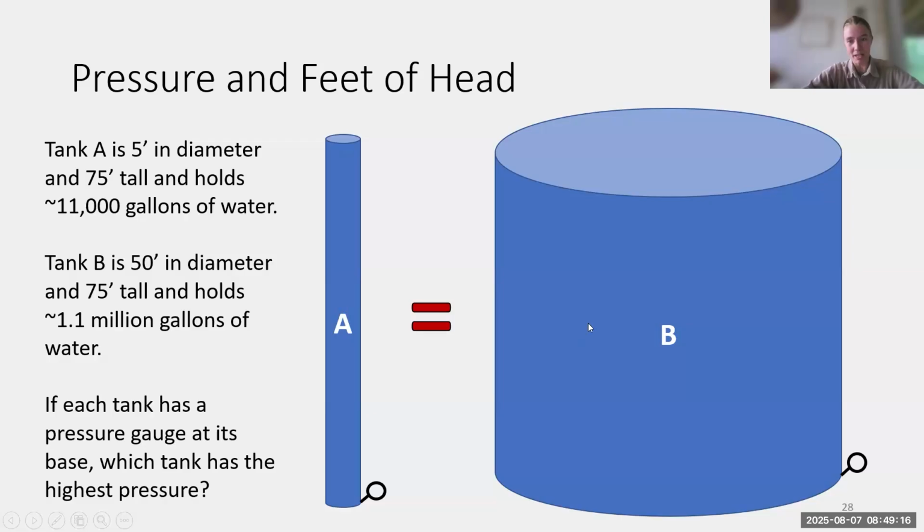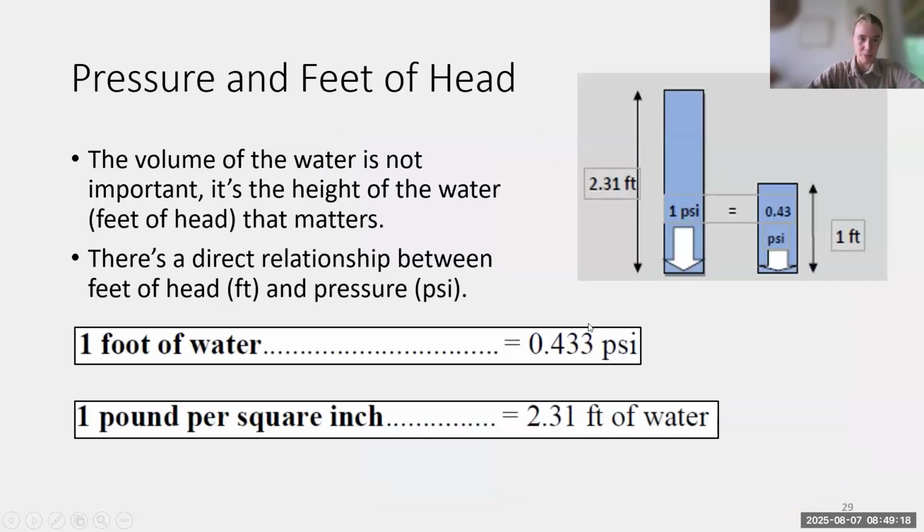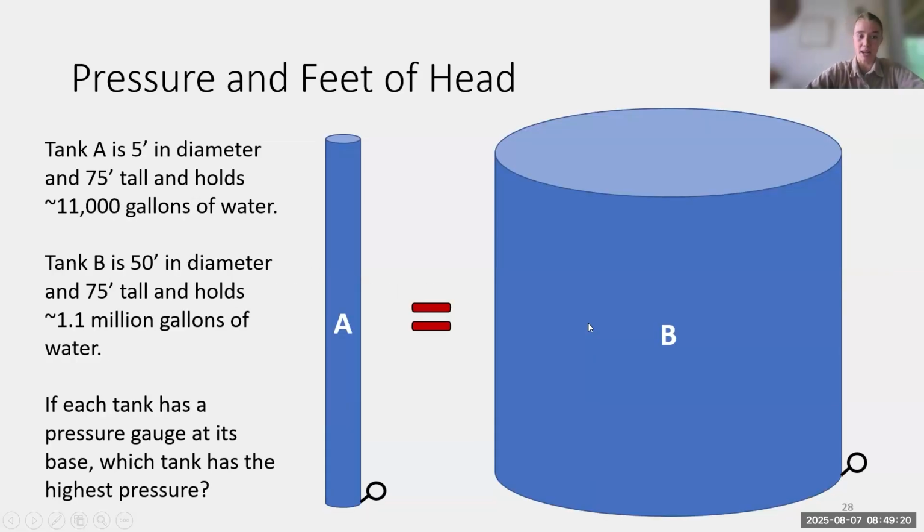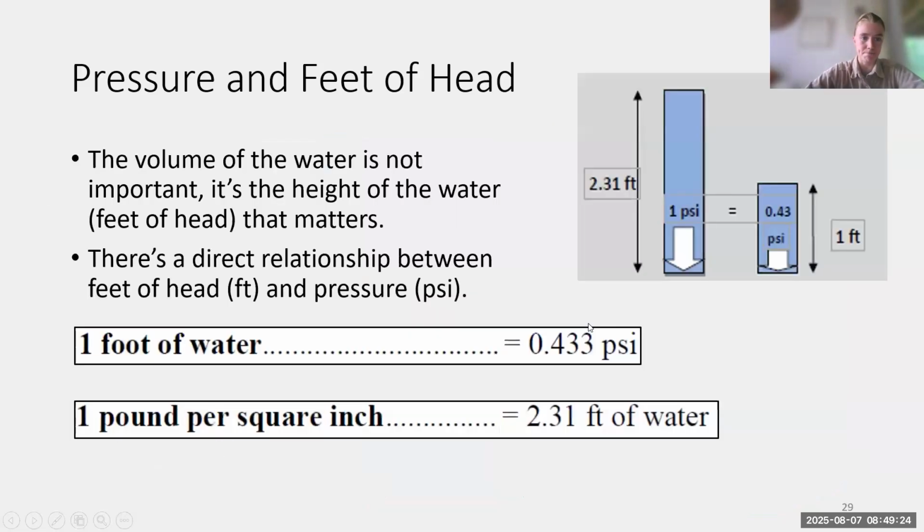So it might be kind of tricky. You might think that tank B has a higher pressure reading, but they're actually the same because they're the same height. With pressure, we're thinking about the height of the water, which is also, we could say, feet of head. That really matters in this calculation.